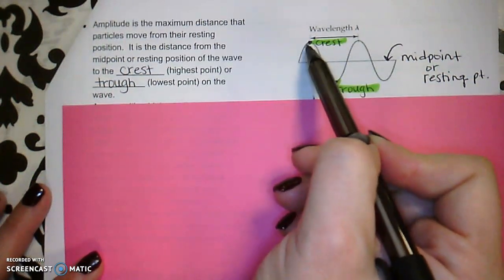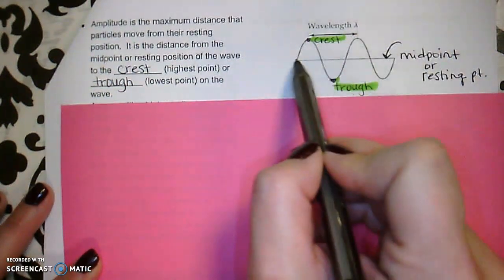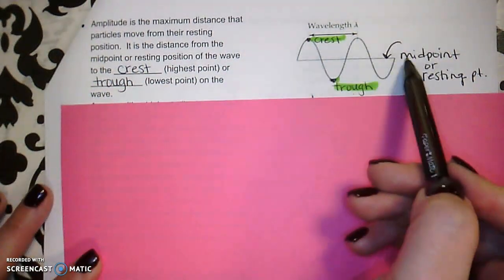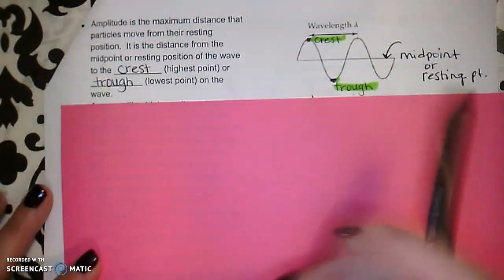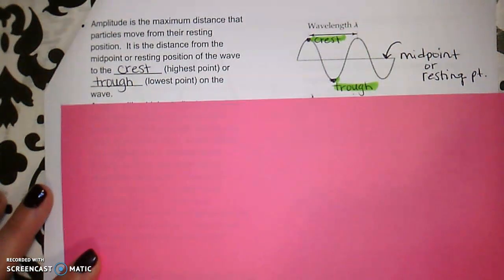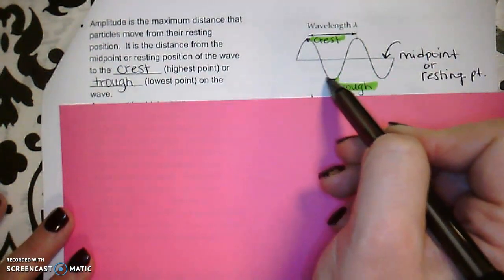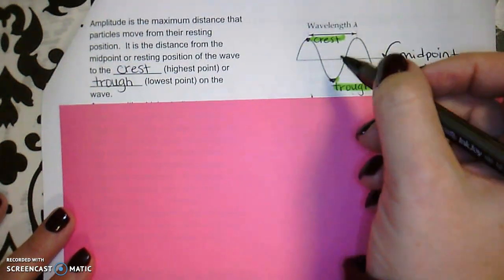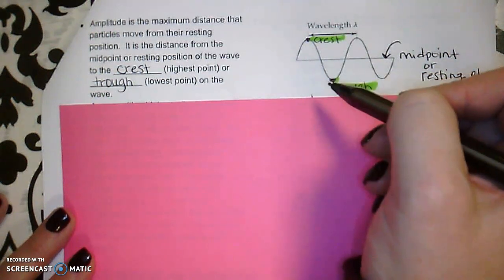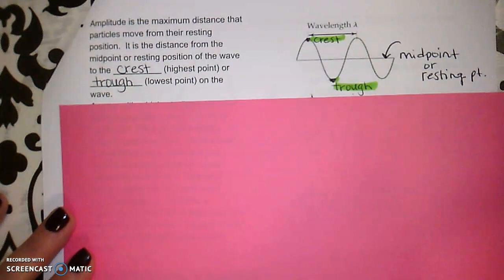So the crest is the peak or the highest point of the wave, the trough is the lowest point of the wave, and the midpoint or the resting position is where the wave would be if there were no wave at all, if this were water and it were perfectly flat. So my memory trick for this, because y'all know that's how I remember everything, is like when you feed farm animals, you have a feed trough that's dished out, and that's where the food goes, is in the trough.